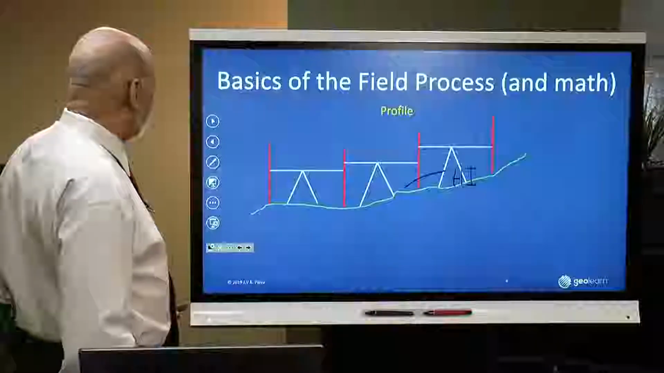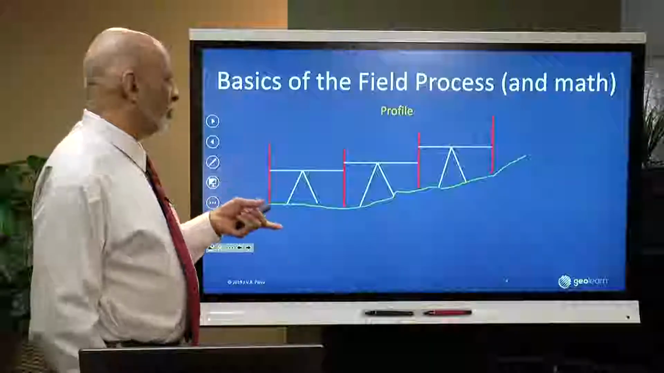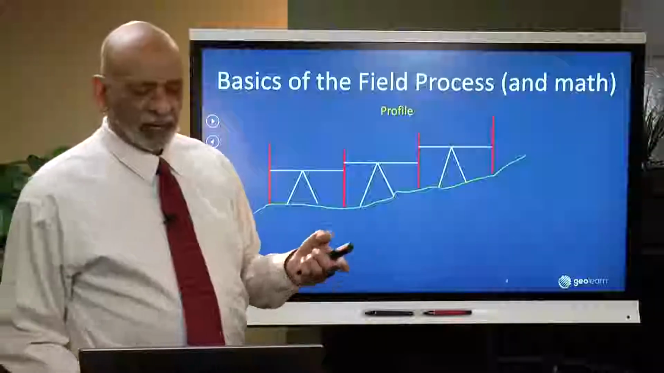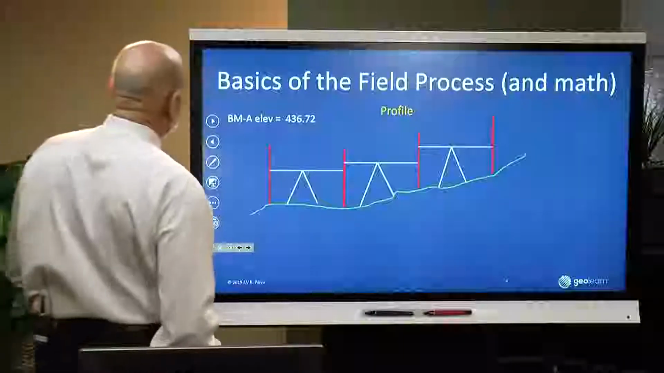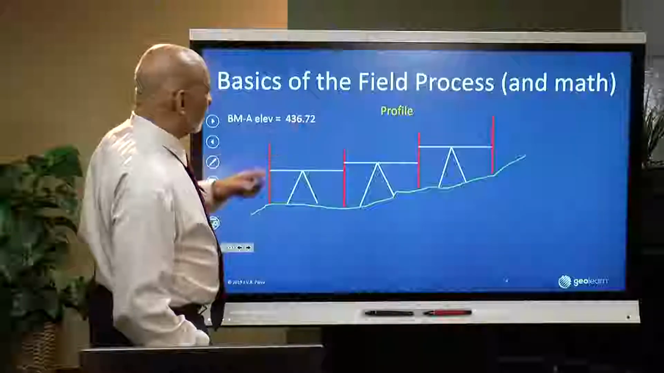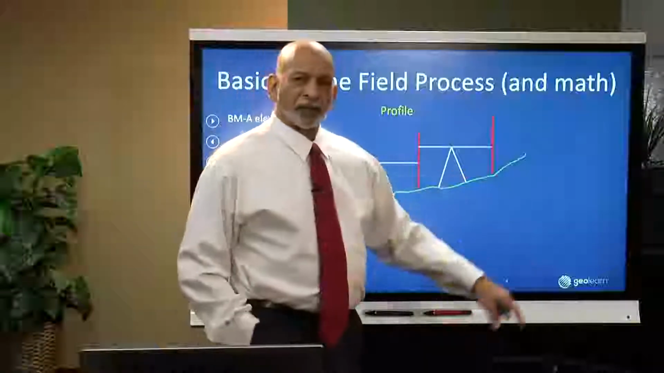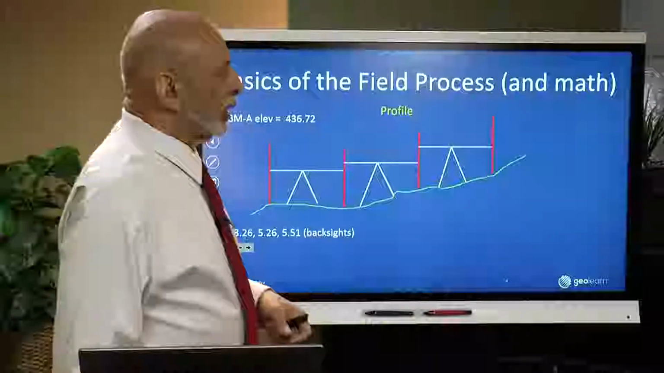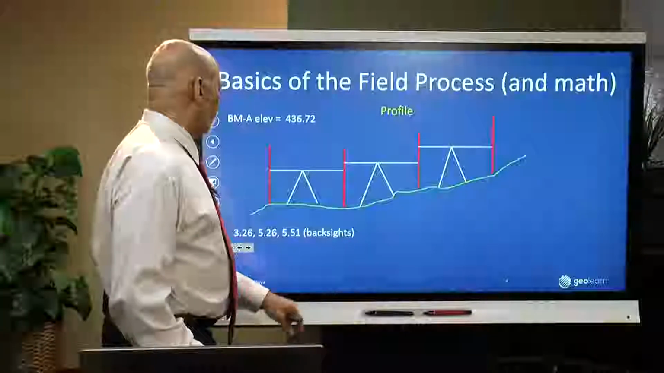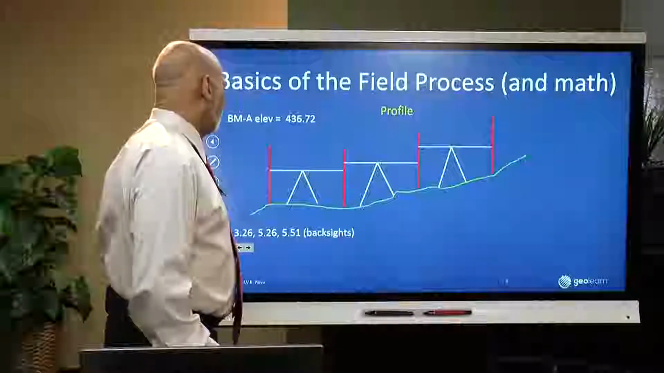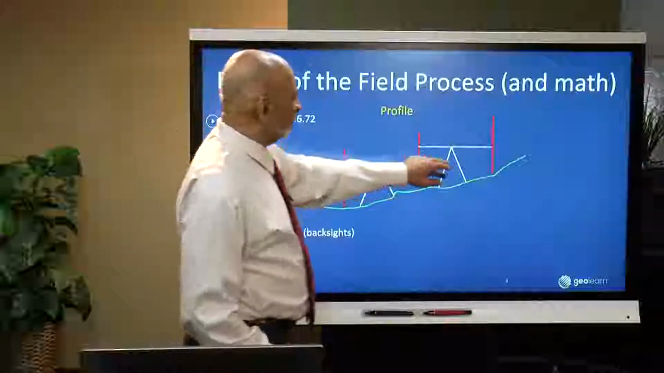And let's move on. So the basics of the field process, this is a formal way of describing what I had informally sketched before, because I'm going to throw some additional information on. So this point here is benchmark A, and it has an elevation of 436.72. And you can see there are 3 setups of the level. And so it turns out the first backsite is 3.26, the second one is 5.26, the third is 5.51. Okay, so these are all backsites, so from the instrument coming back to the rod.